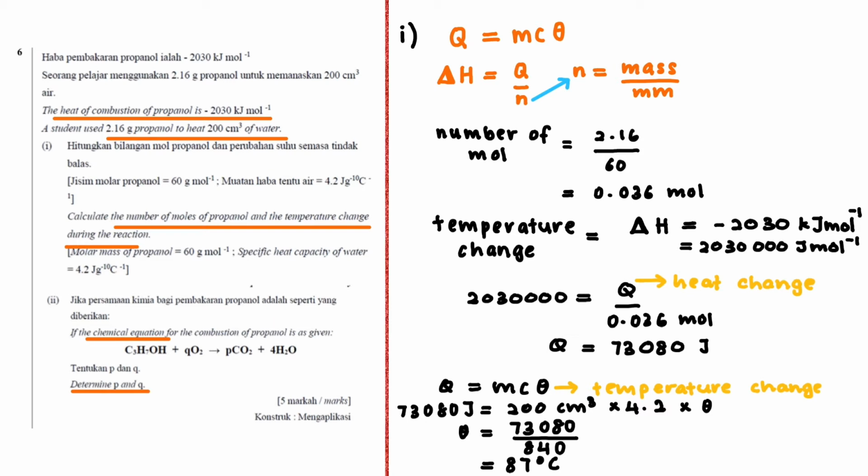Now, the heat change is 73080 joule. Use the formula Q equals mc theta and substitute all the values we have. The final answer is 87 degrees Celsius.